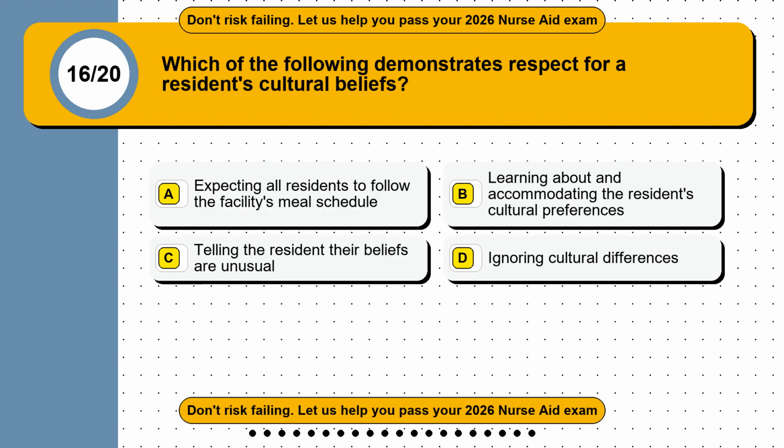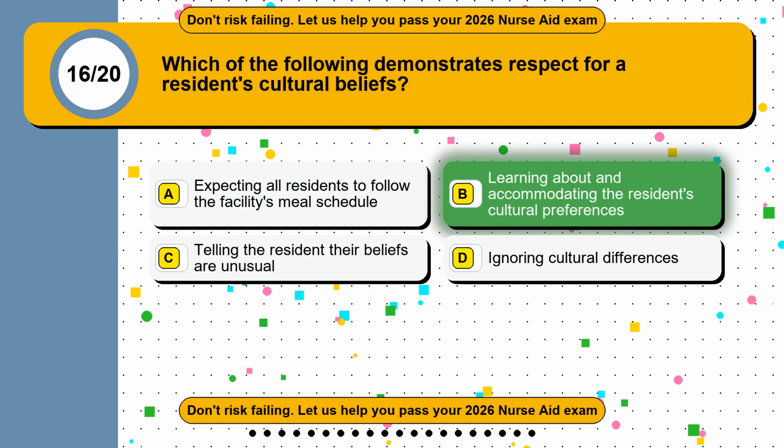Question 16. Which of the following demonstrates respect for a resident's cultural beliefs? Option A, expecting all residents to follow the facility's meal schedule. Option B, learning about and accommodating the resident's cultural preferences. Option C, telling the resident their beliefs are unusual. Option D, ignoring cultural differences. The correct answer is option B, learning about and accommodating the resident's cultural preferences.